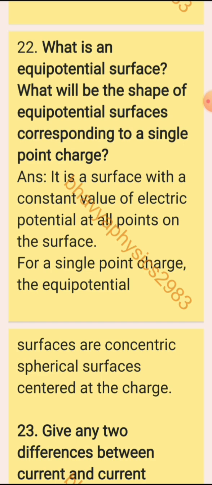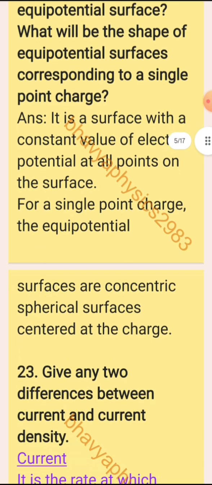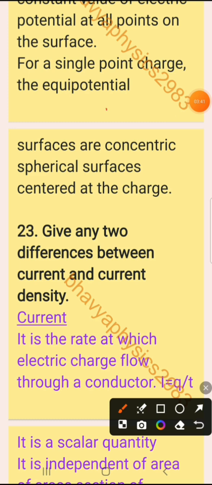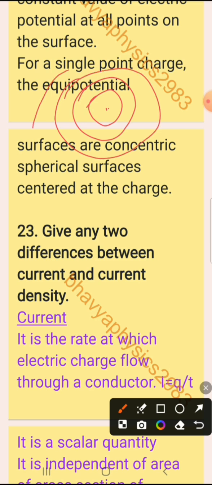So if the charge is single point charge, then equipotential surfaces are concentric spherical surfaces having charge at the center. Okay, so how the surface looks like here, if there is a charge, and the surface is concentric spherical surfaces, right? Each surface is having same value of potential. All these points are having same potential. Okay, in a given surface the potential remains same.